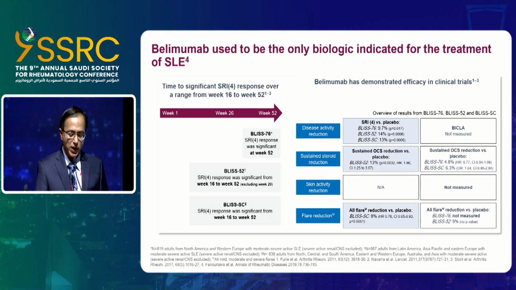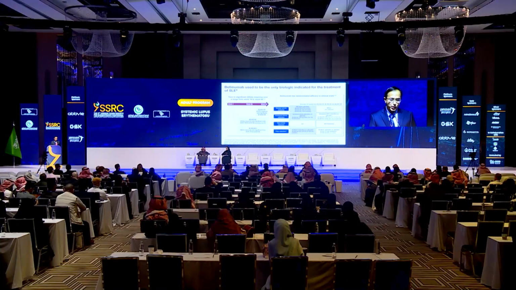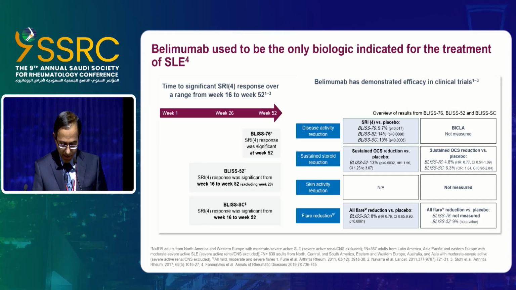One is BLISS-52 and BLISS-76. BLISS-52 has an effect size of about 14%. BLISS-76 has an effect size of about 9%. And in this BLISS clinical trial program, there is also a very clear indication of oral corticosteroid dose reduction, as well as a clear indication that using belimumab, there is a reduction in the annual flare rate. They don't have a very clear-cut achievement of skin response on belimumab from the BLISS trials, but there is some data on post-hoc analysis.